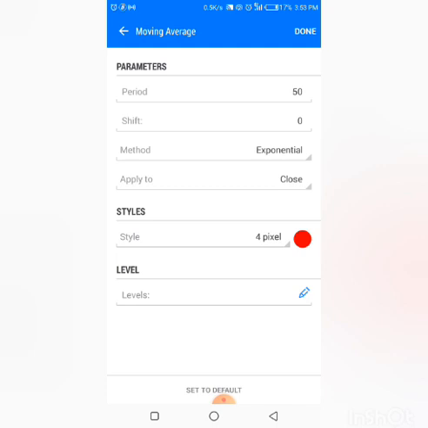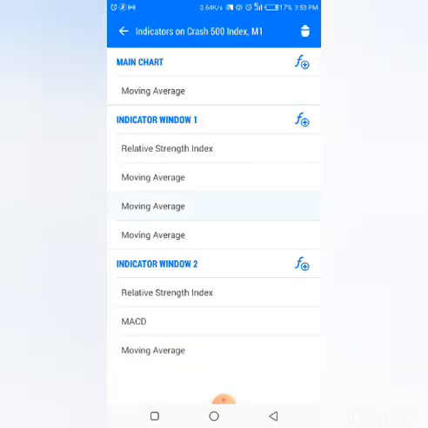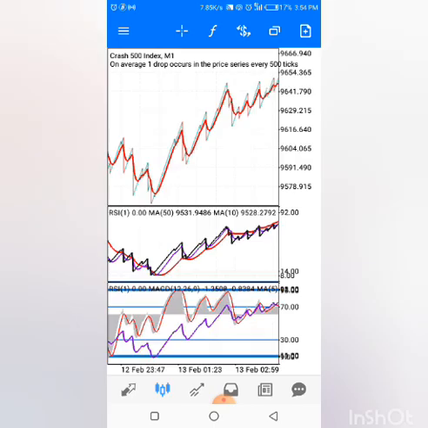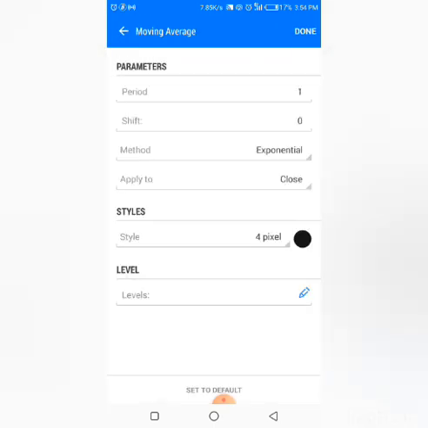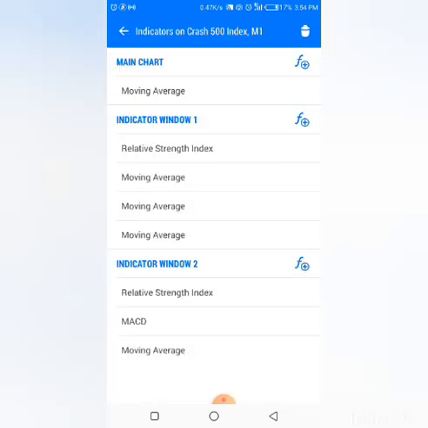Then we are using 3 moving averages. Number 1 is moving average 50, shift 0, exponential, apply to close. Style is 4 pixels, I'm using red color. Then the second moving average is moving average 10, shift 0, method is exponential, apply to close. I'm using this purple color, 4 pixels. Done. The last moving average is period 1, shift 0, method is exponential, apply to close. Style should be 4 pixels. Done. So that is about the main chart and indicator window 1.